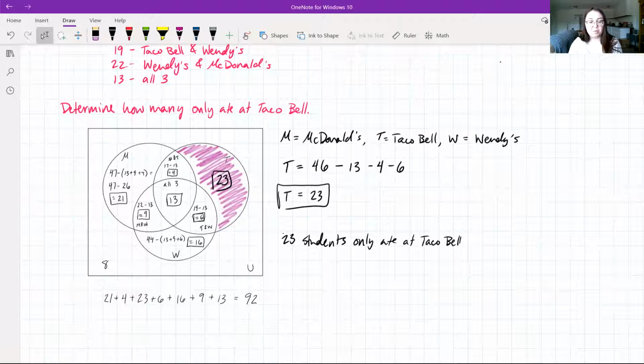So that is how we would find all the values of a Venn diagram, especially one that's a little more complex here with 3 circles instead of just 2.